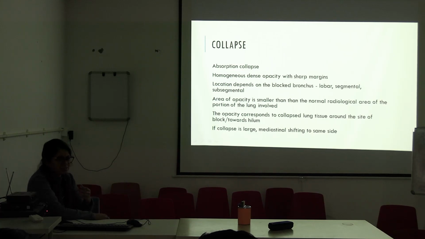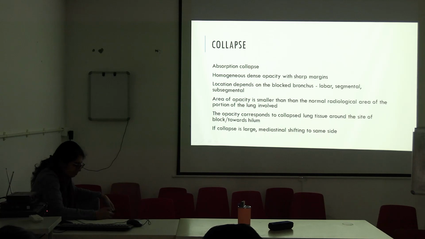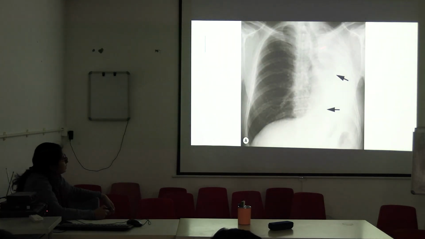Why does collapse happen? If there is a block of the bronchus, that portion of the lung which is supplied by the bronchus will collapse. Suppose a foreign body enters the bronchus, or goes into a bronchiole, the bronchopulmonary segment will collapse because it is not getting any air. That is called absorption collapse. If the collapse is large, there will be mediastinal shift to the same side because collapse pulls. Okay. So you can see this is collapse.